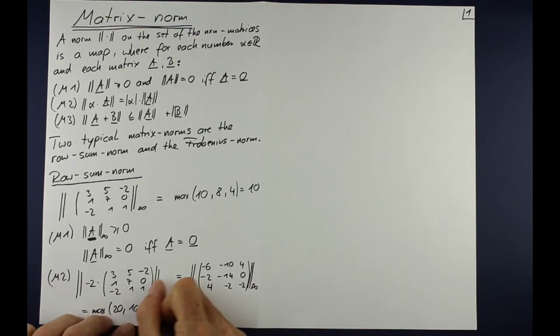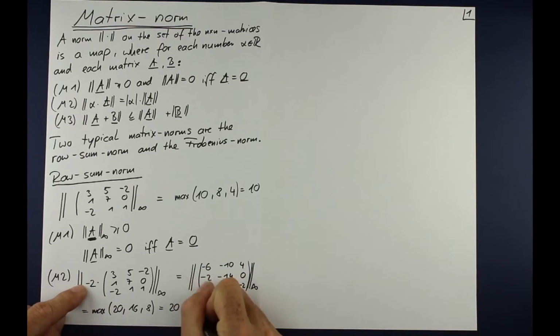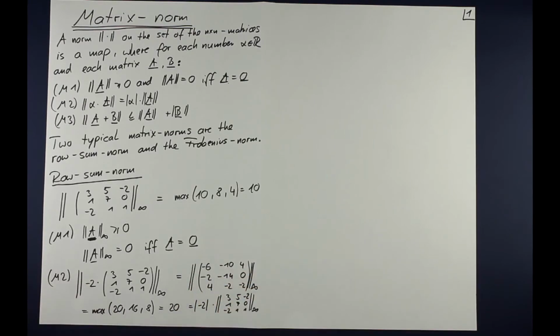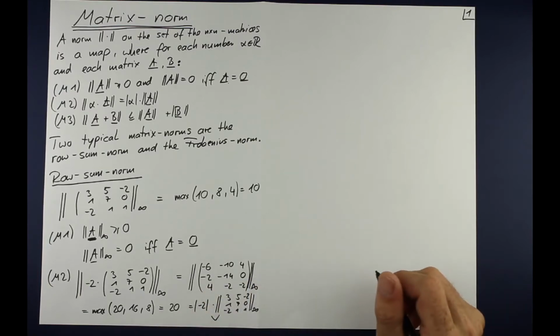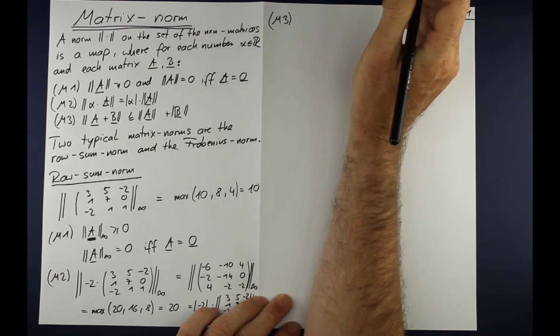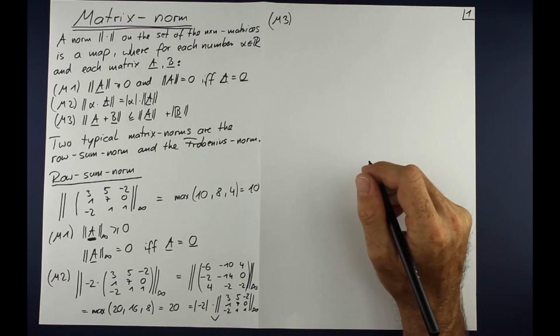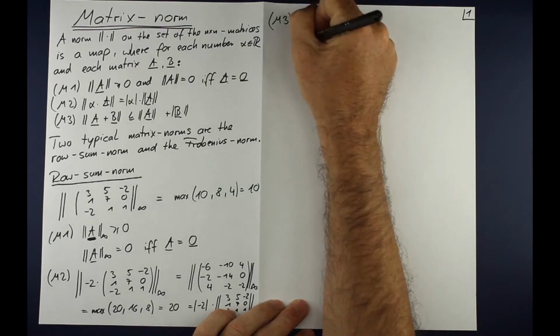And this is 20. And 20 is the same as the absolute value of -2 times... So that is true indeed. So let's check M3. Please give me two matrices of size 3 by 3 and then we can check.